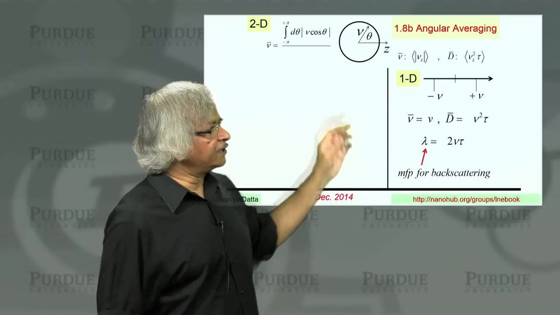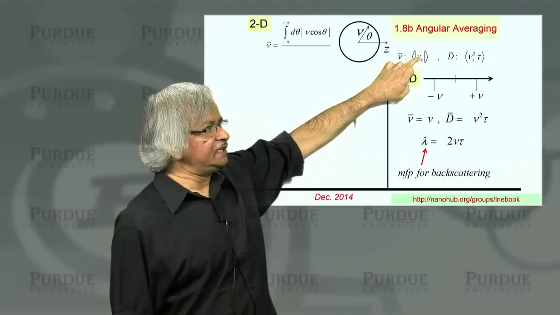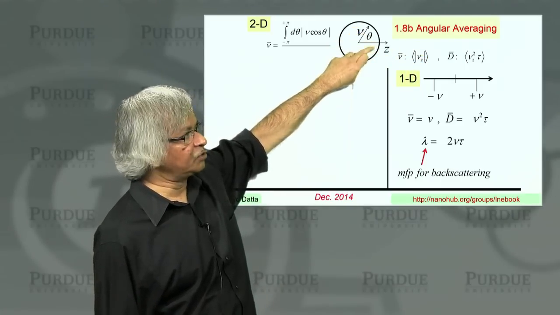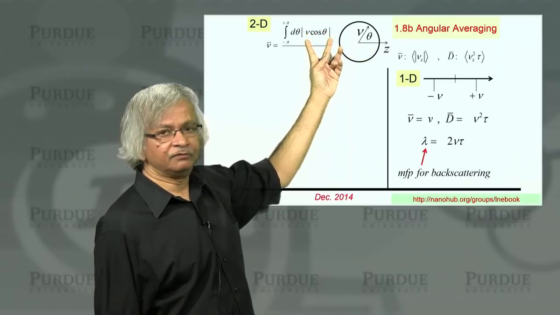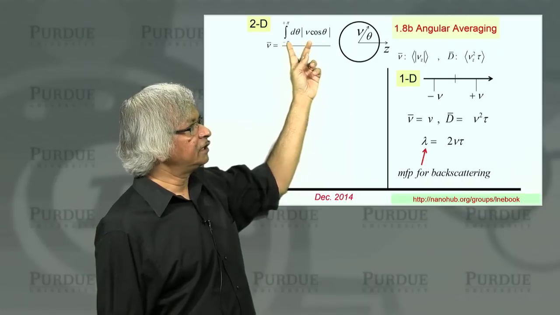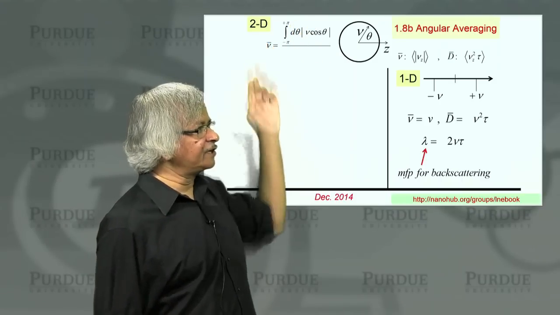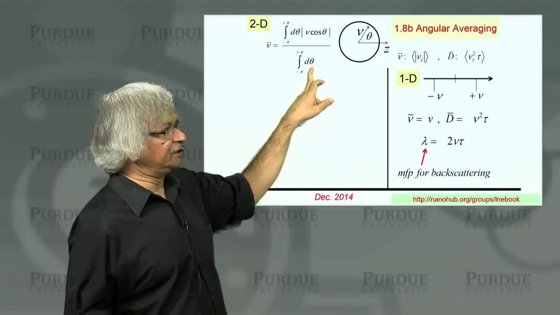So how would you average it? You want the average velocity. So we want Vz, the component along z, which is v cosine theta. So I put a v cosine theta there. That's the absolute value of v cosine theta, and you have to integrate from minus pi to plus pi. Now to get the average value, of course, you should also divide it by the integral of d theta.